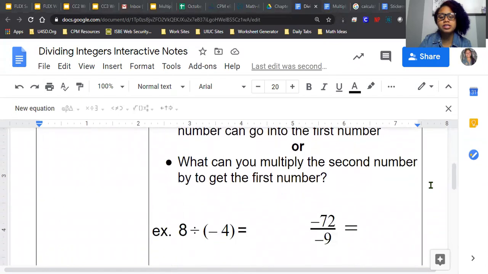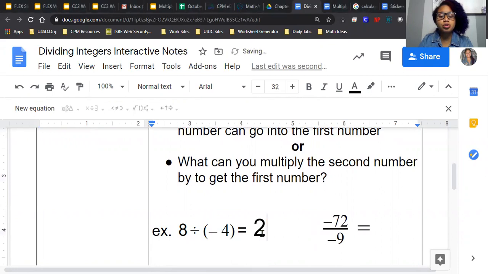So let's try some example problems. So let's say we have 8 divided by -4. I need to think how many times can 4 go into 8? Or I would look at it as 4 times what number will get me to 8? I know that that answer is 2. We're also going to go over those rules. They're similar to the multiplication rules. Positive and a negative give us a negative answer.